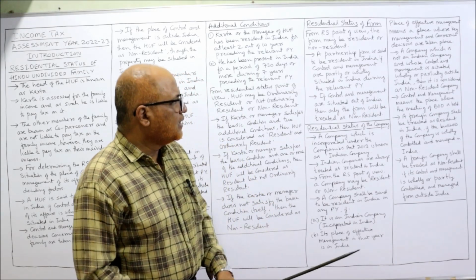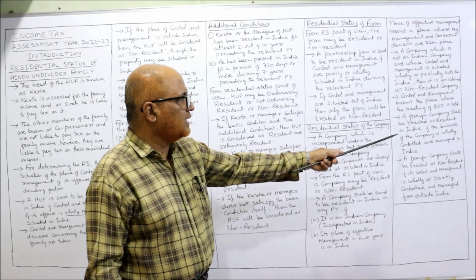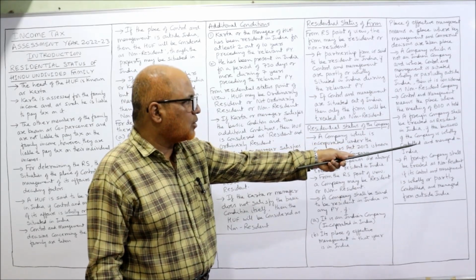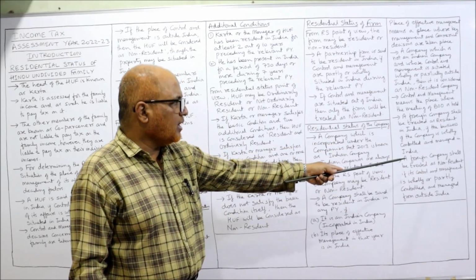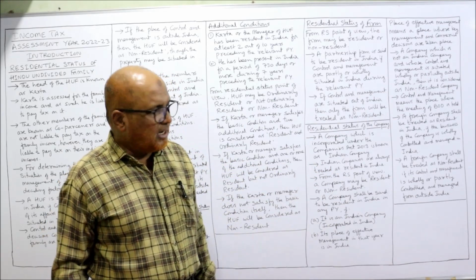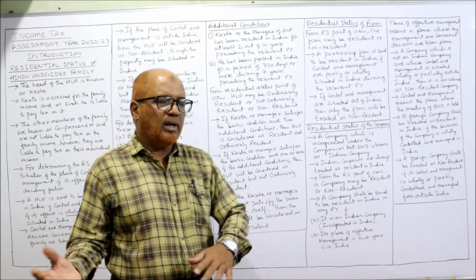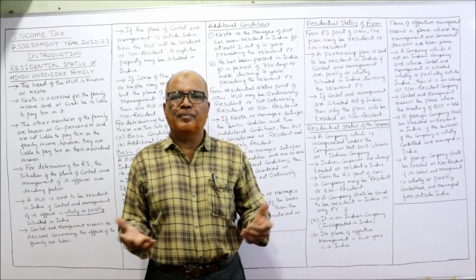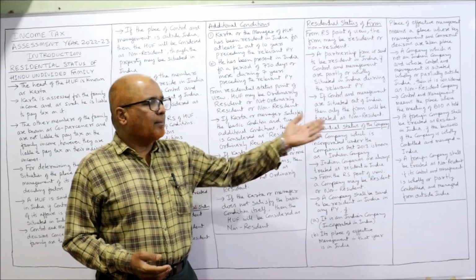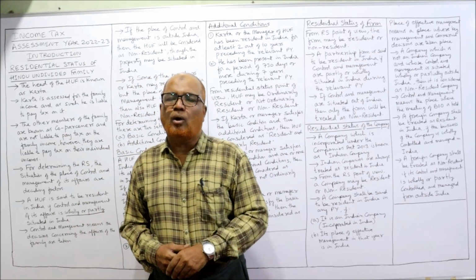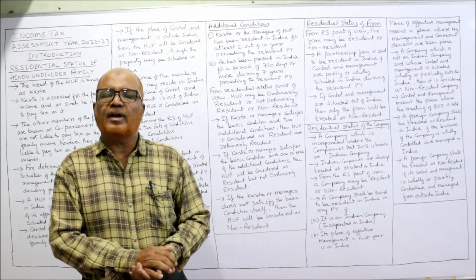So a foreign company shall be treated as resident in India if the business and company is wholly controlled and managed in India. A foreign company shall be treated as non-resident if its control and management is wholly or partly outside India. That's all. So we have completed the provisions regarding how to determine the residential status of a company.